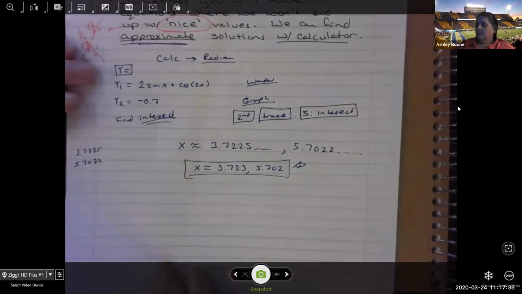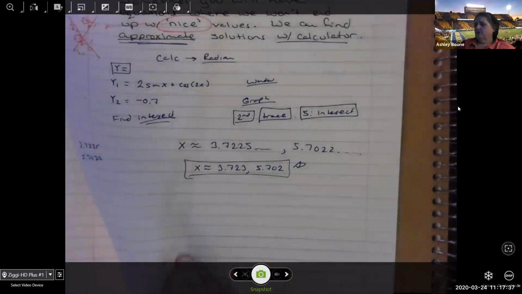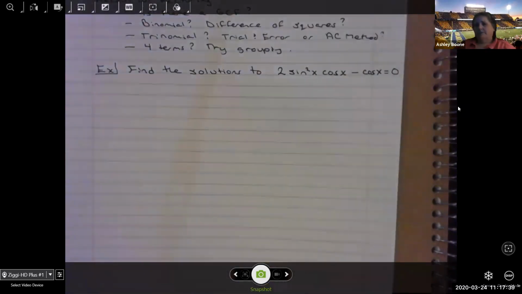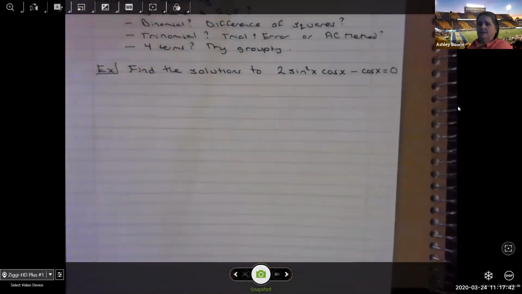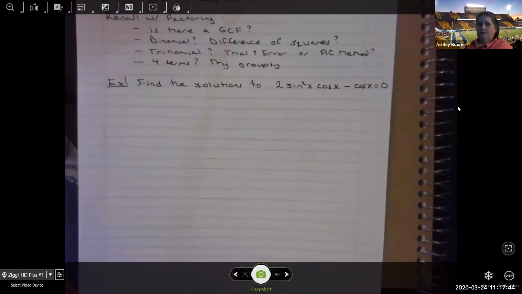Almost done, but a couple more examples to look at. Algebra. Sometimes, and let me get this back where it was.